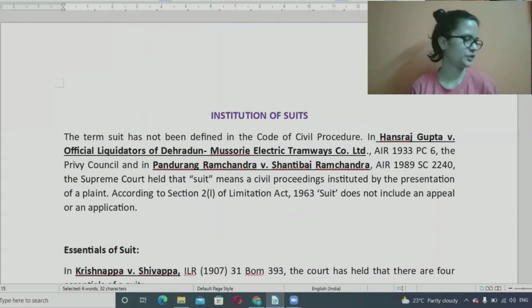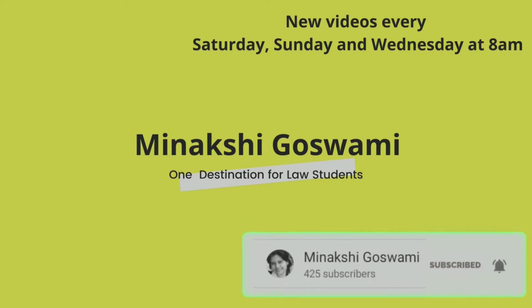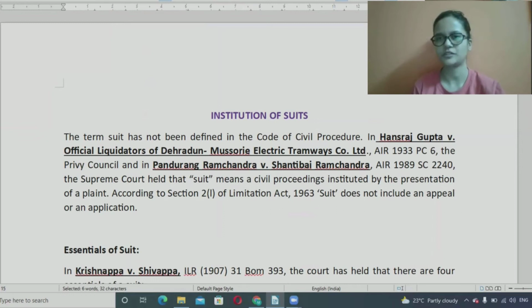All right, so today we will continue with institution of suits. How suits can be instituted. Now, when there is a civil matter which is filed, we call it a civil suit. We know that CPC provides for the rules or the process that we need to follow for filing of a suit. So how is it that we will institute a suit? How will a suit actually start? How will we file it before the court? That's what this topic is all about.